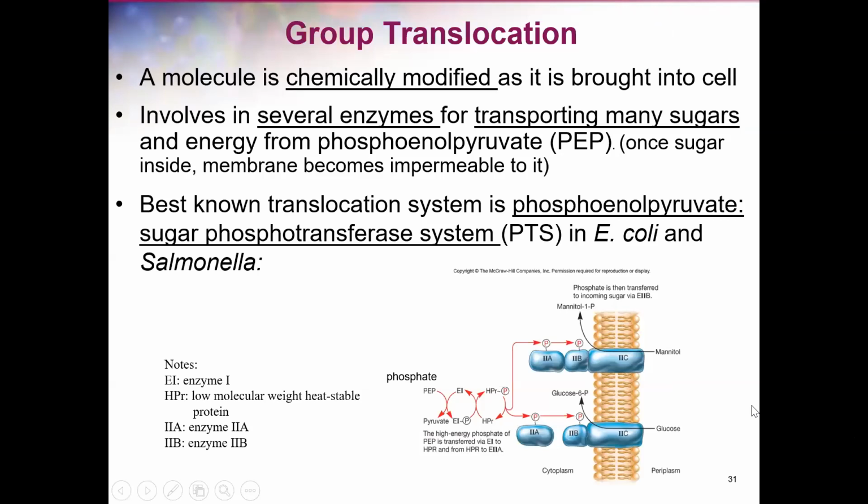Okay, then you can see these so-called group translocation systems. First, they involve several enzymes, right? That's probably why it's called group translocation. And then another feature is that the molecule is chemically modified. So once you take in glucose, you add a phosphate. When we talk about glycolysis, for those of you who have taken biochemistry, you know this is a very important step for glycolysis.